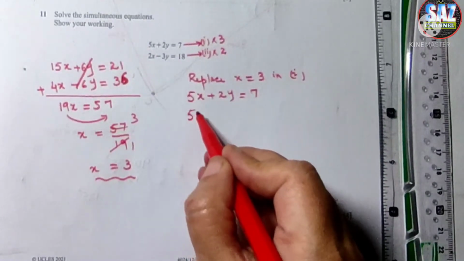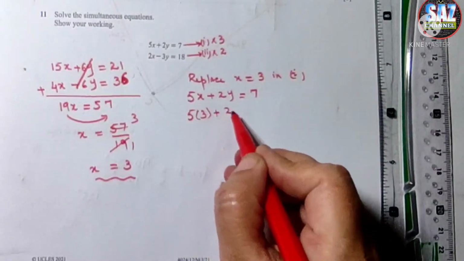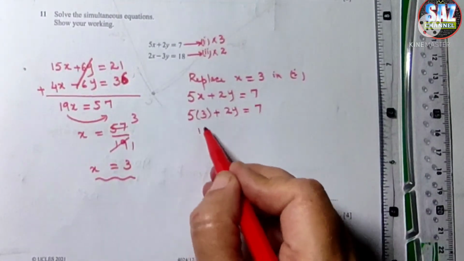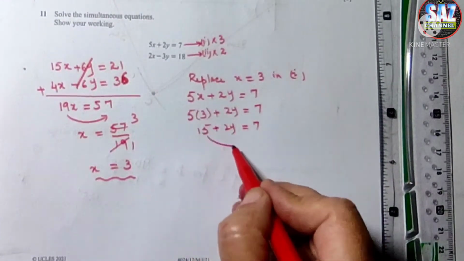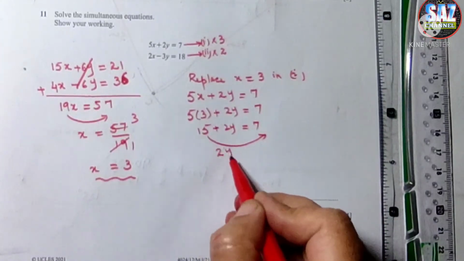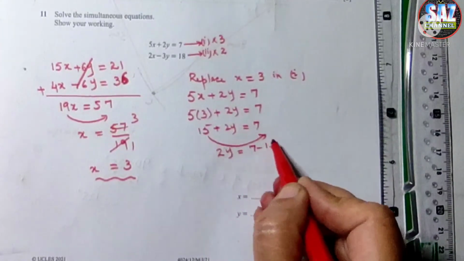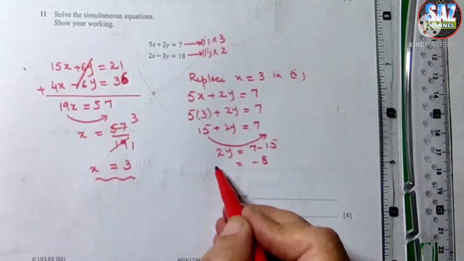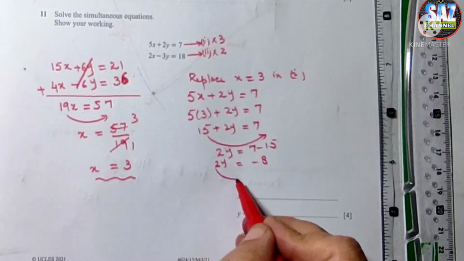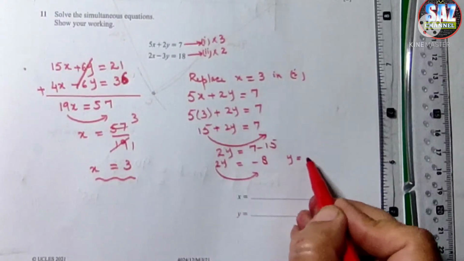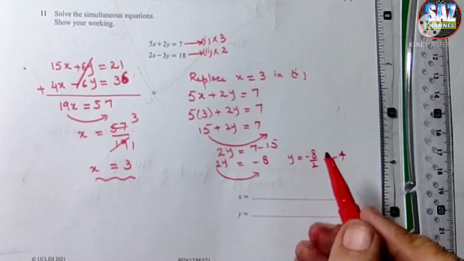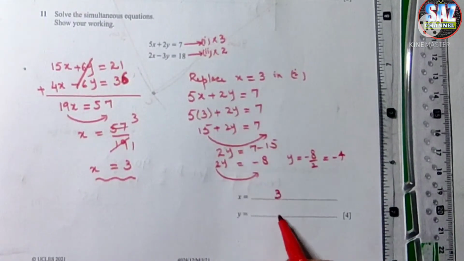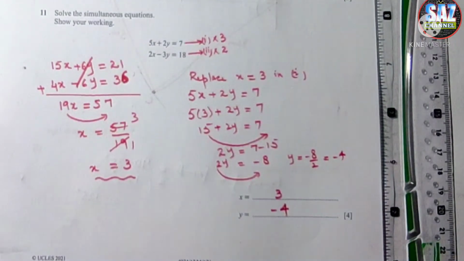5 times 3 plus 2y equals 7. 15 plus 2y equals 7. Shift 15 to the other side. 2y equals 7 minus 15, which is minus 8. Now shift this 2 to the other side. y will be equal to minus 8 by 2, which is minus 4. I hope it was a really easy and interesting question. Fill up the answer spaces: x equals 3, y equals minus 4. And let's move to the next question.